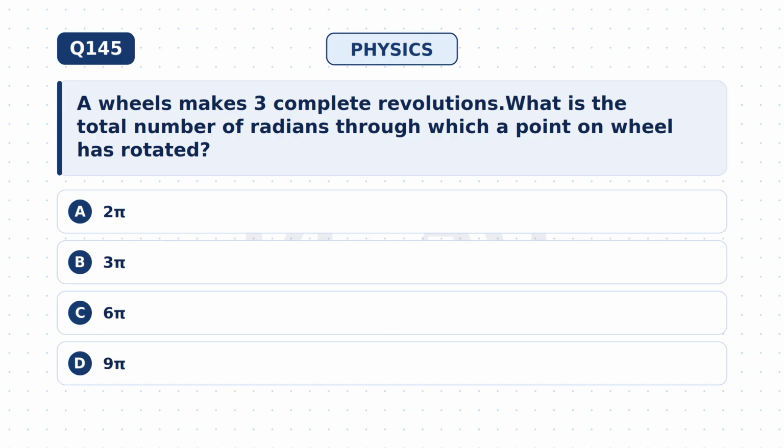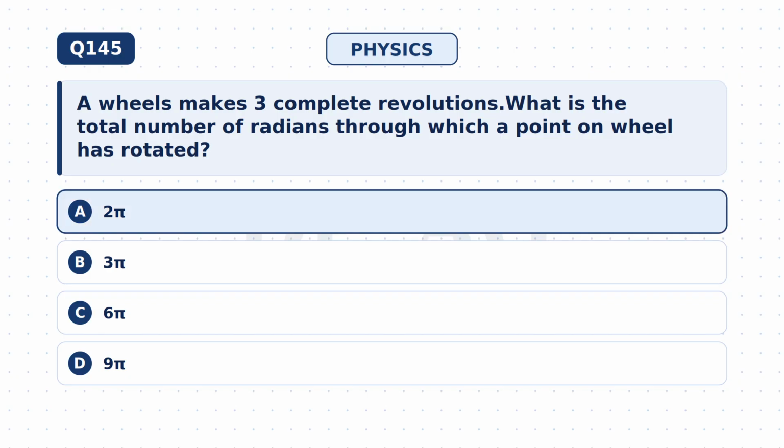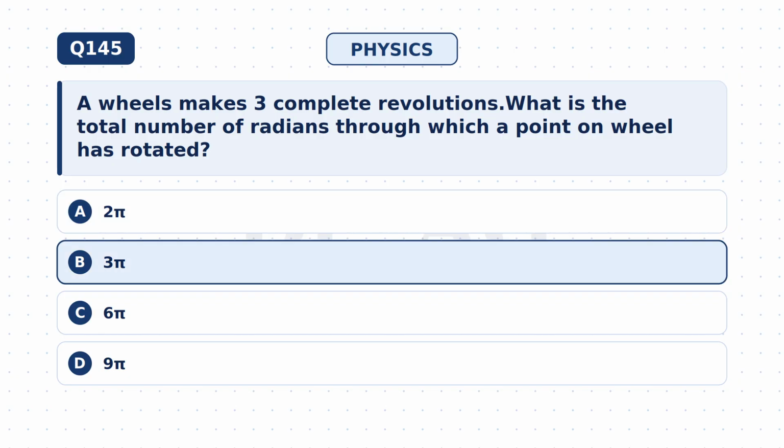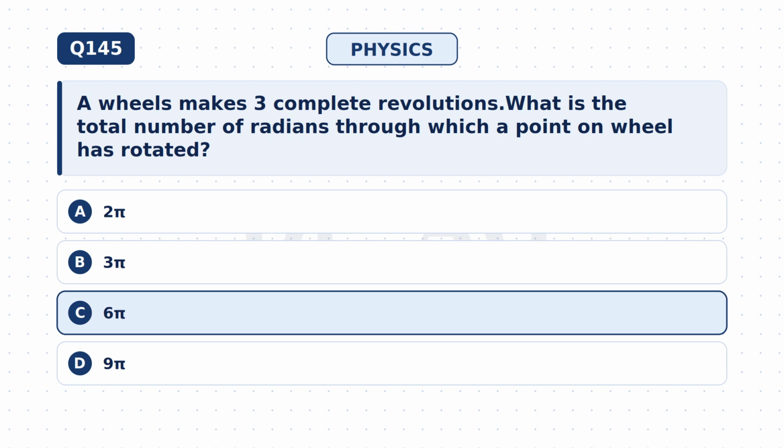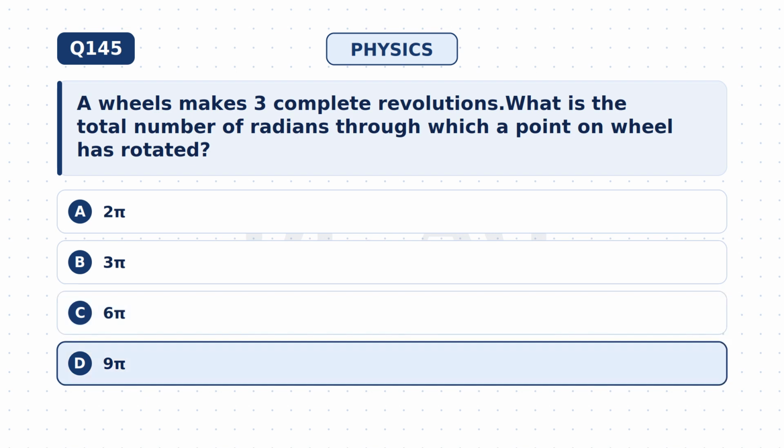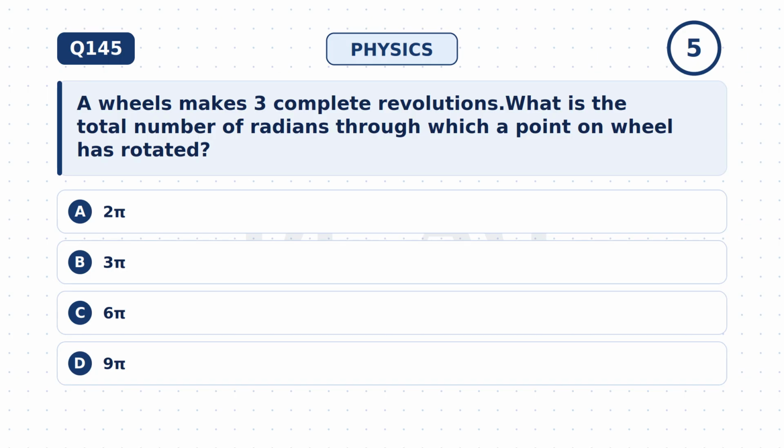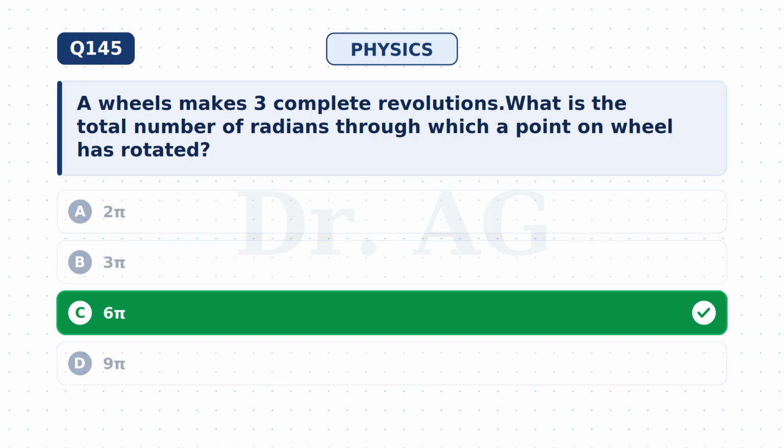Question 145. A wheel makes 3 complete revolutions. What is the total number of radians through which a point on the wheel has rotated? Option A, 2 pi. Option B, 3 pi. Option C, 6 pi. Option D, 9 pi. The correct answer is C, 6 pi.